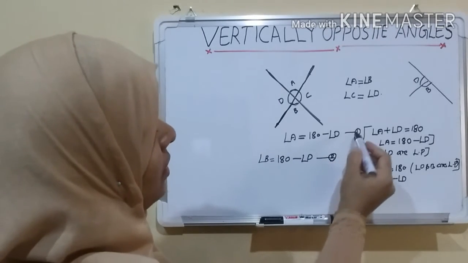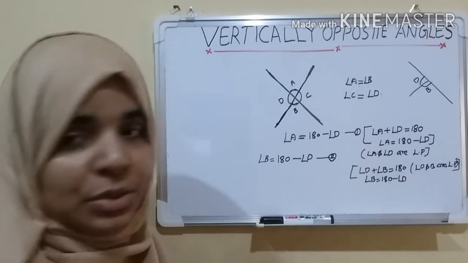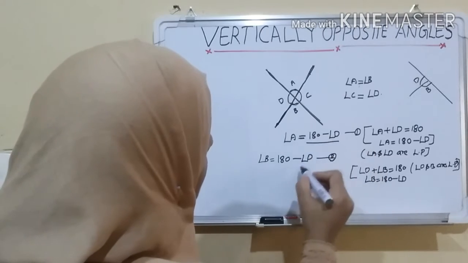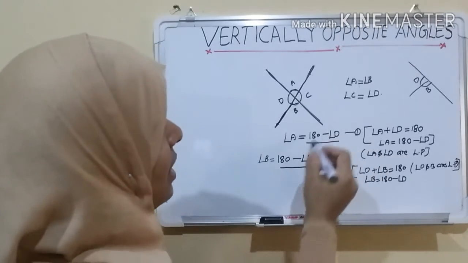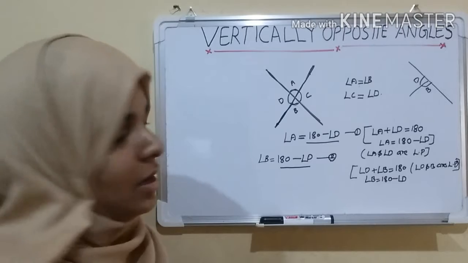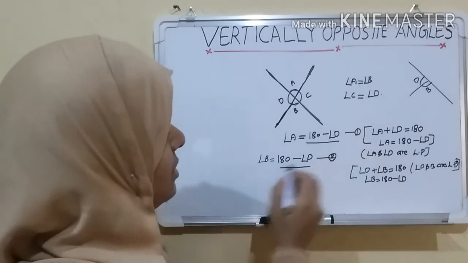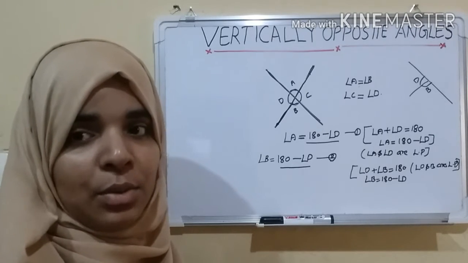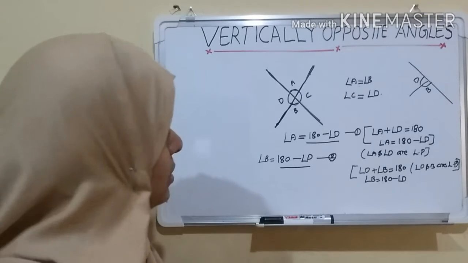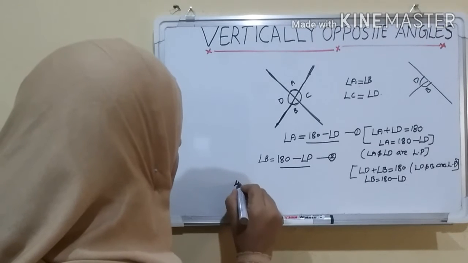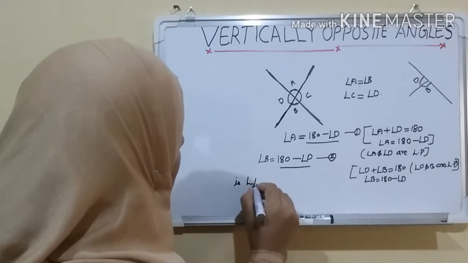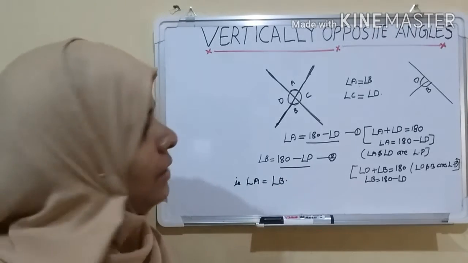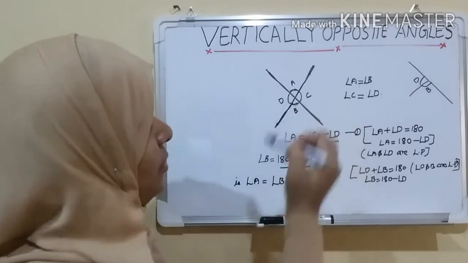Look, equation number 1 and equation number 2. 180 minus D, 180 minus D. The right side of these two equations are same, right? 180 minus angle D, 180 minus angle D. So, if the equation's right side is equal, then the left side also equal. That means angle A equal to angle B. That we have to prove here now. Angle A equal to angle B.